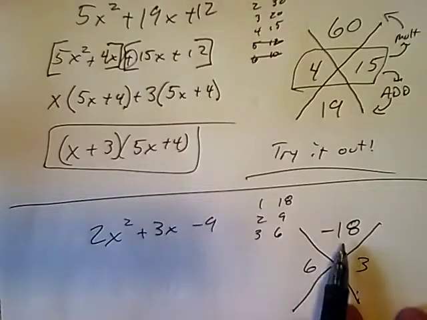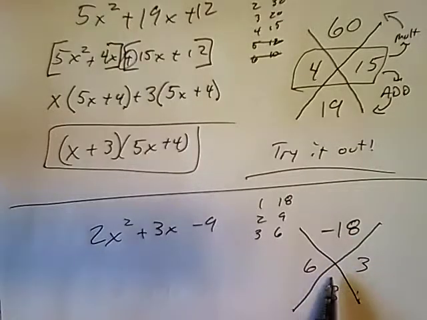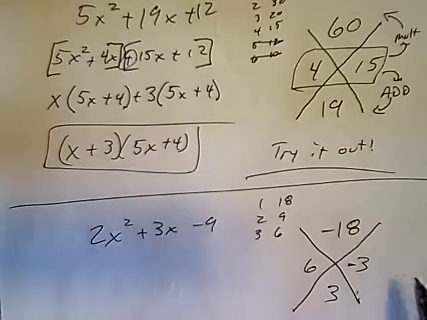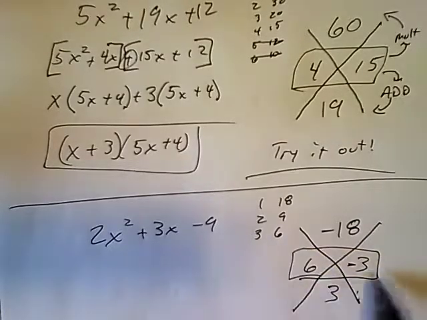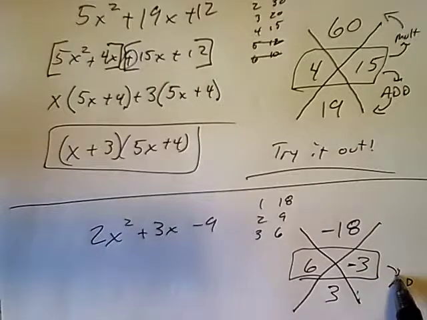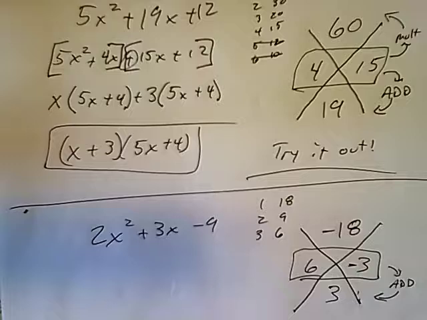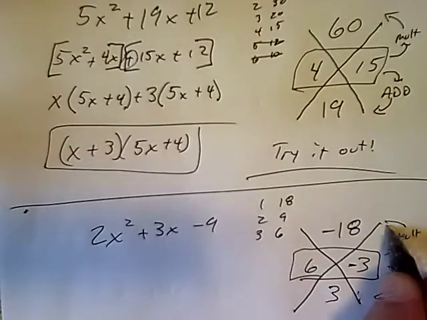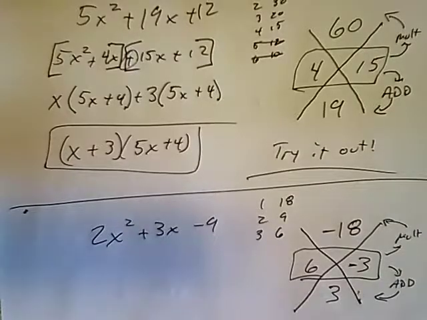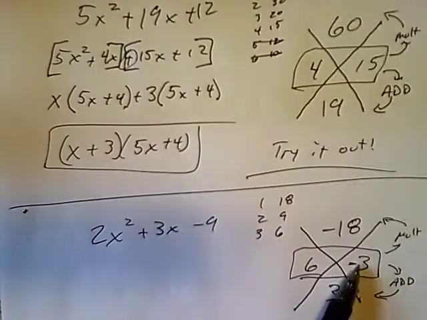Now, 6 times 3 is a positive 18, so I need one of these to be negative, and I want it to add up to a positive 3. So I want the bigger one, 6, to be positive, so the 3 is going to be negative. 6 plus a negative 3 is going to add up to 3, and 6 times negative 3 will multiply to negative 18.